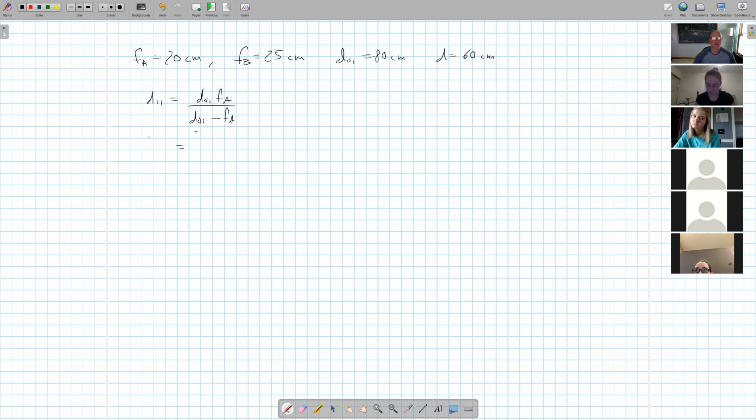So this is going to be equal to what? It's going to be equal to 80 times 20 divided by 60. So this 0 is going to cancel with this one, so this is going to become 4/3. So this is going to become 4/3 times 20, which is then going to be 80 divided by 3 centimeters.